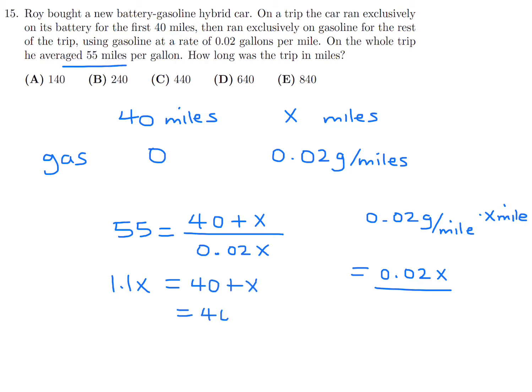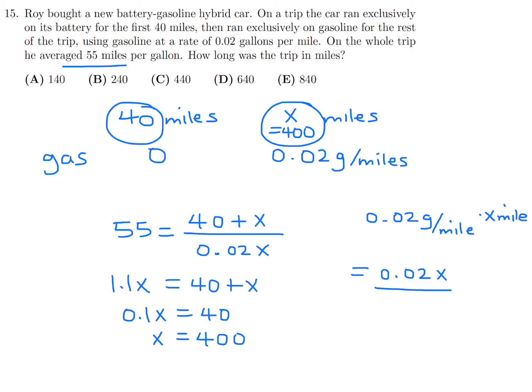And therefore 1.1x minus x is 0.1x. And then 40 divided by 0.1 is 400. So this x is 400. So that means the total trip was this 400 plus the 40. So that is obviously equal to 440. So number 15, the answer is C.